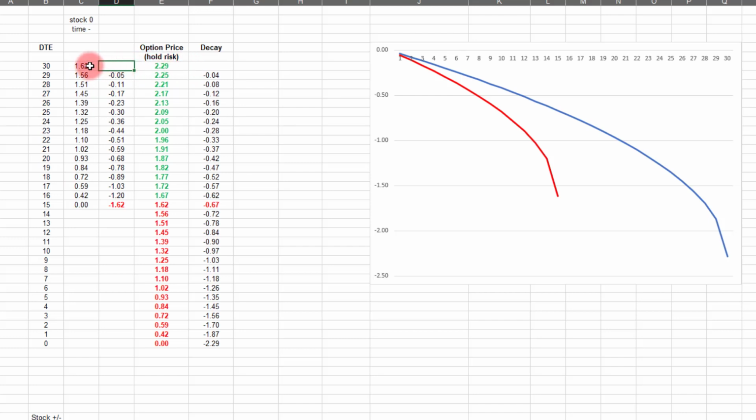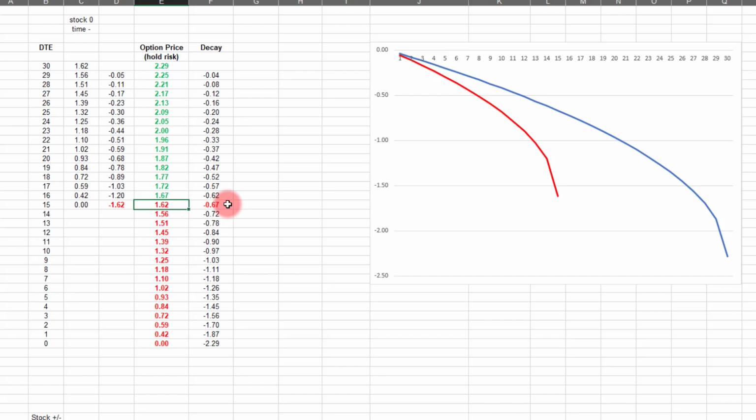Again, Trader A buys the 15-day option for $1.62. Trader B pays $2.29 and is planning on selling it right here. So look what happens. Trader A pays $1.62, stock price stays the same. 15 days later, it bottoms out to 0. He's out $1.62. Trader B pays $2.29. He bought the 30-day option, but he's planning on selling it 15 days later. What's it worth in 15 days? Well, that's what the price of a 15-day option is worth, $1.62. So he pays $2.29 and collects $1.62 when he sells it, and therefore he's only out 67 cents.